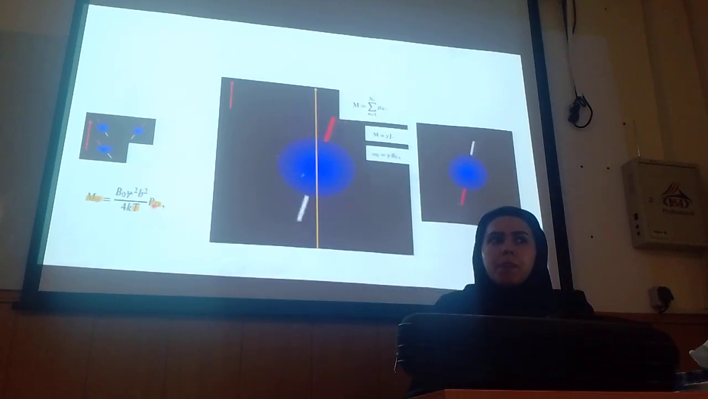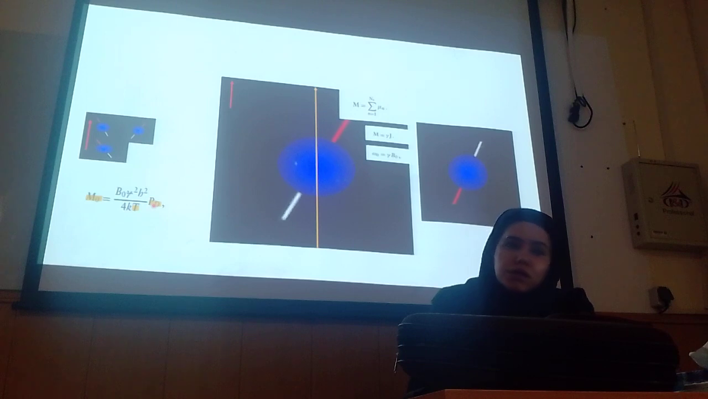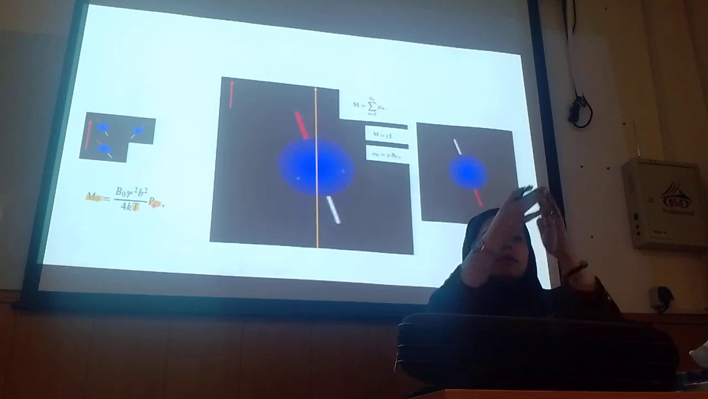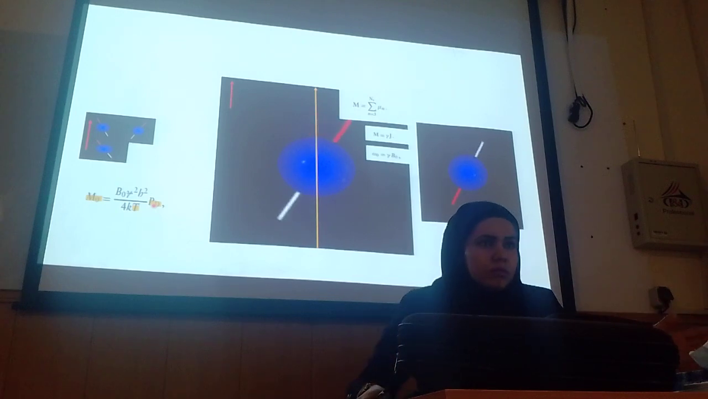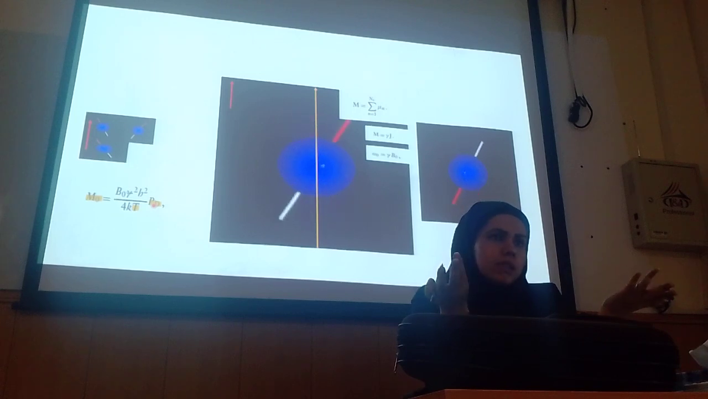Okay? So this method is just used to detect the number of hydrogen. If there is no difference in hydrogen atoms, then we can't see anything. If there is no difference between them, we can't have contrast on the image. We can't see different tissues.